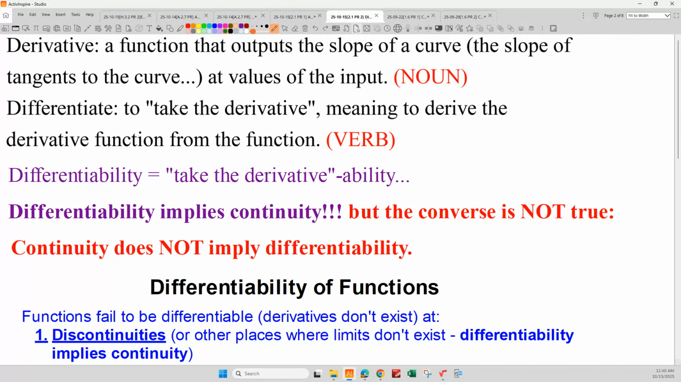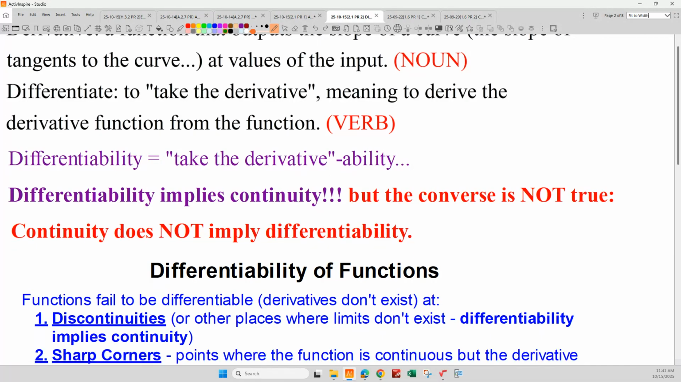We don't use the word derive. You don't derive a function. I mean, in this case, I'm using the English version of the word derive, meaning I'm going to start with a function and go through a derivation process and come up with the derivative function. But the verb we use is to differentiate. When you talk about taking a derivative, you're talking about differentiating a function. So differentiability is take-the-derivative-ability. Where can we take the derivative?